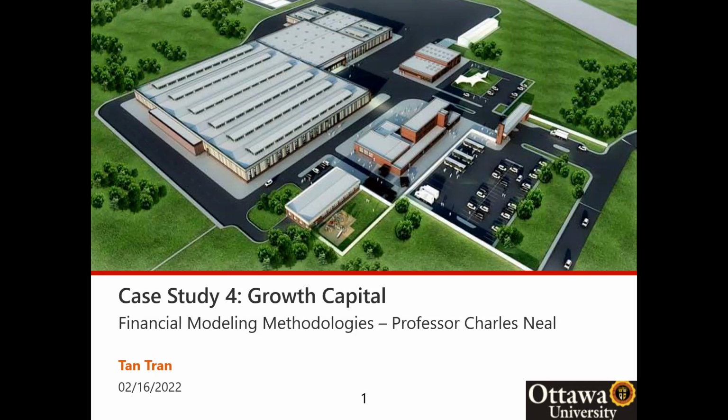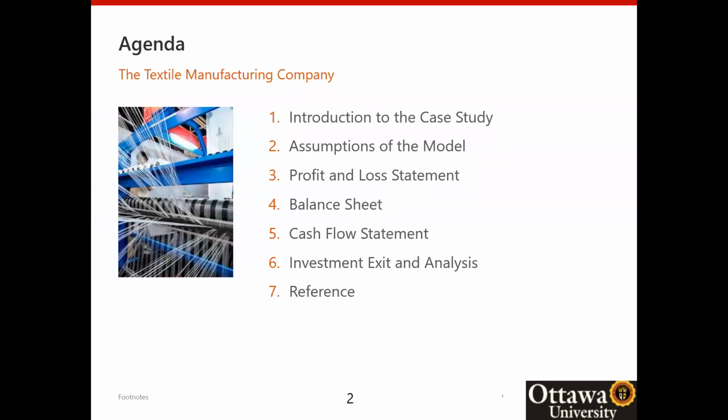In this presentation, I will introduce the financial models of growth capital for a textile manufacturing company. On page 2 is the agenda. First of all, I will introduce the case study background. Then we will discuss the financial model assumptions, and I will discuss the performance of the profit and loss statement, then the balance sheet, and the projection for the cash flow statement. And last but not least, we will discuss the investment exit together with the sensitivity analysis.